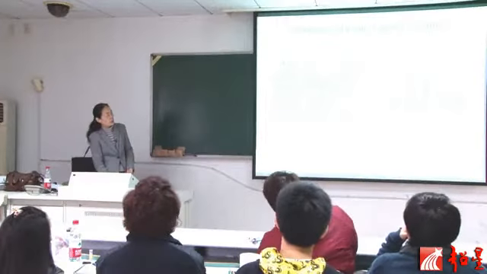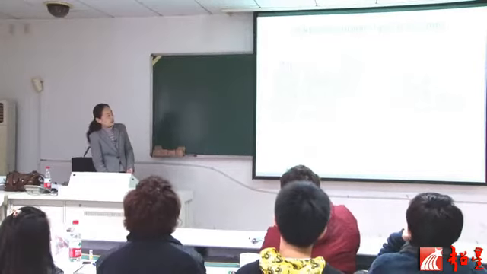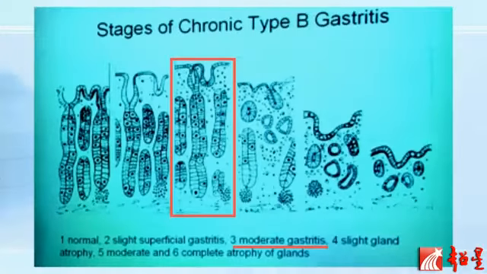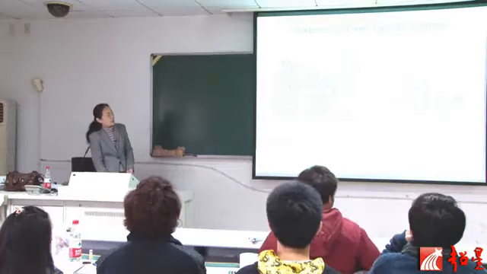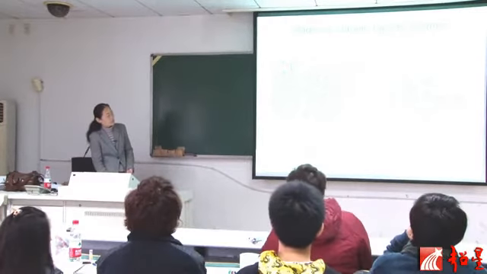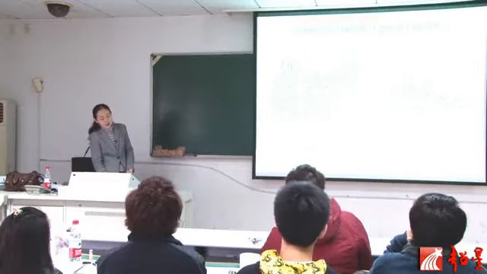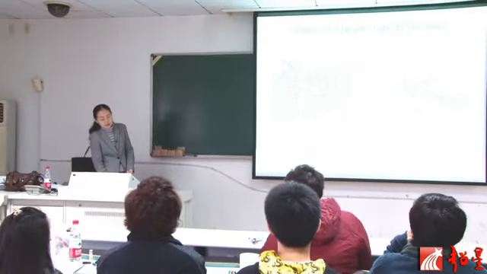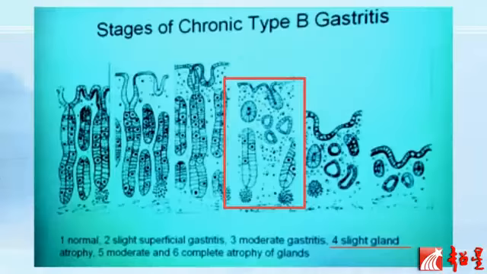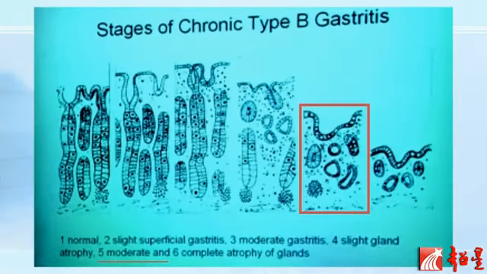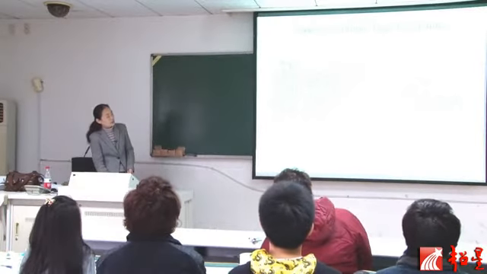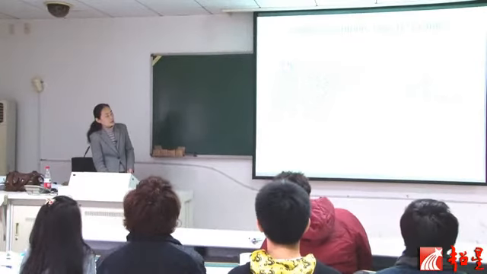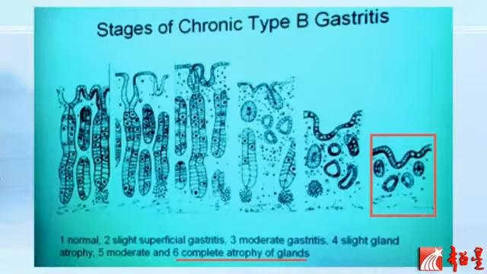Some inflammatory cells, and here is the moderate gastritis. The inflammatory cells increase and infiltrate deep. In this picture we can see the atrophy of the glands. This is slight, and this is moderate. And later we can see the layer of mucosa is thin, and we can see the complete atrophy of glands here.